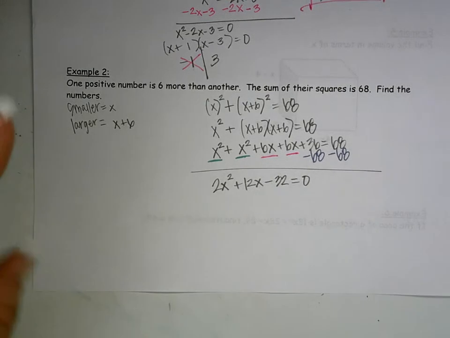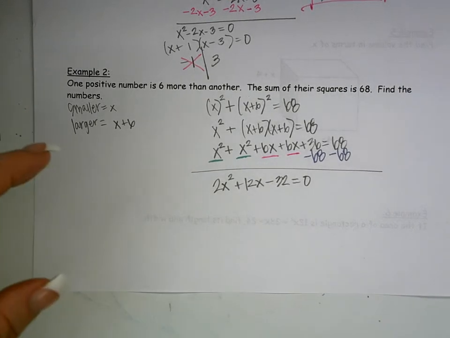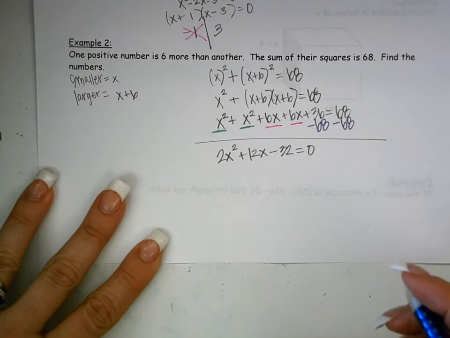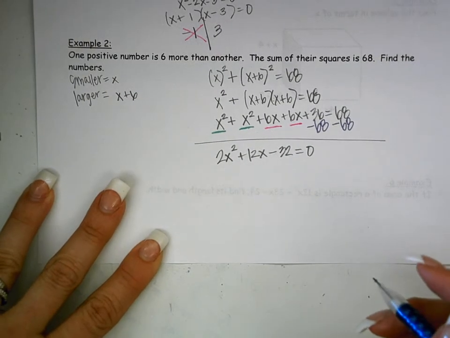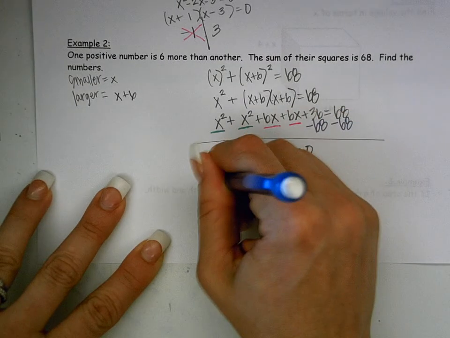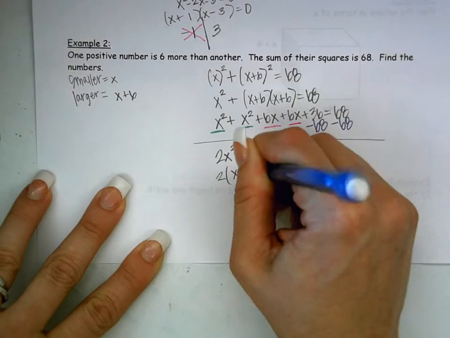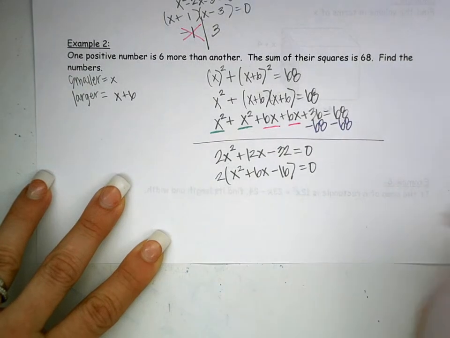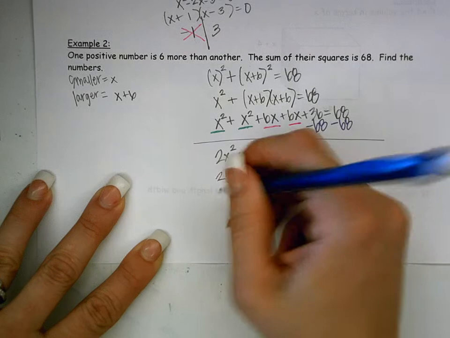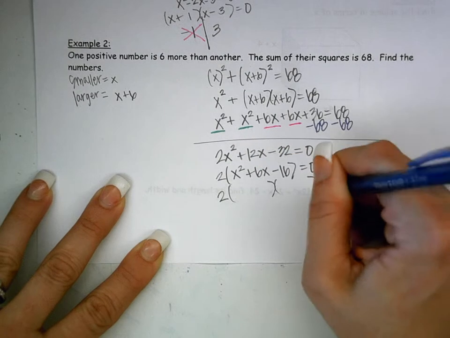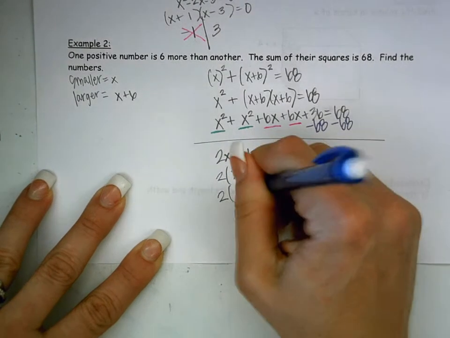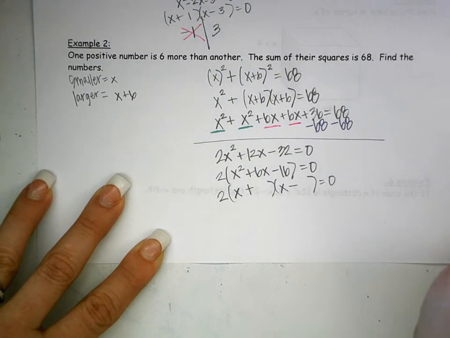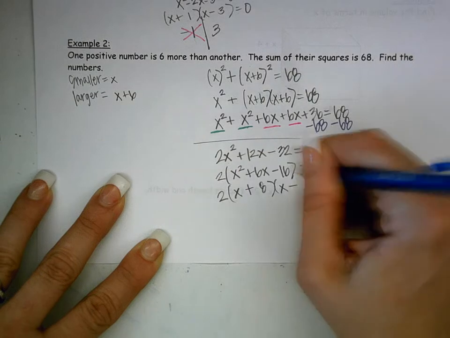Then, how do you solve this? Take out a GCF first. Take out the 2. Left behind would be x squared plus 6x minus 16 equals 0. Then this is all that we did at the beginning of the unit. To factor this, to get a negative at the end, you know you have to have one positive, one negative. What multiplies to negative 16 and adds to positive 6? Positive 8, negative 2.